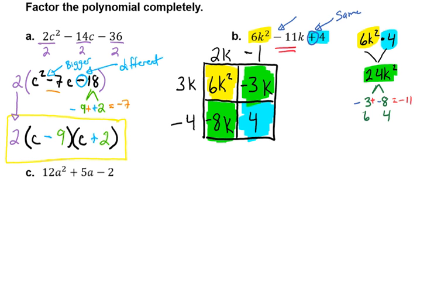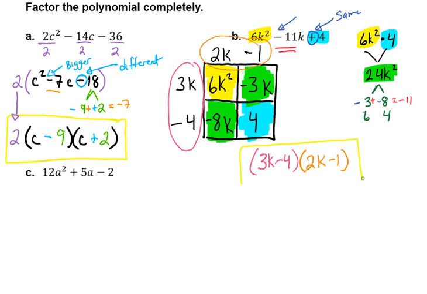So how do I know what the factors are? This group of numbers is going to be a factor, and this group of numbers are going to be factors. So I'll get to write 3k minus 4 and 2k minus 1. And those are my factors. And we're finished.